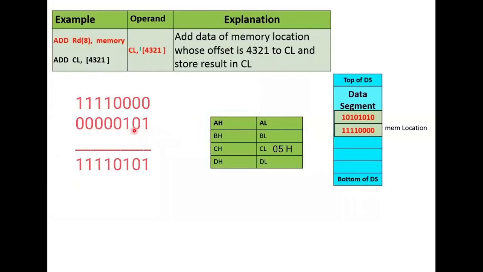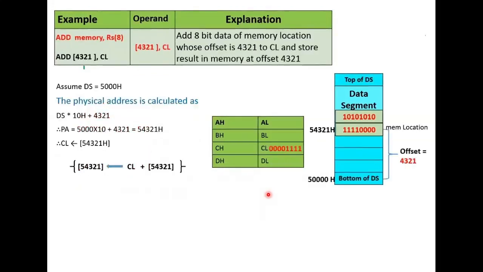So this value I am going to add with the 8-bit value which is there in the memory location. So add this value, finally I am getting 11110101. This value I am going to store in CL. So see here, now the value we are going to store in CL. The result is stored in CL, right? We'll see the next one.